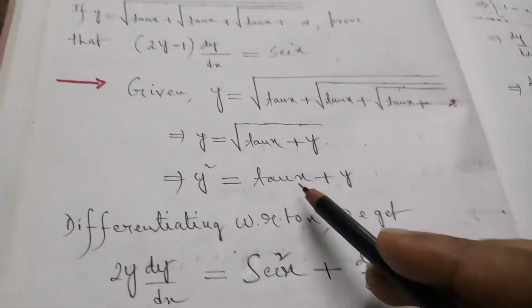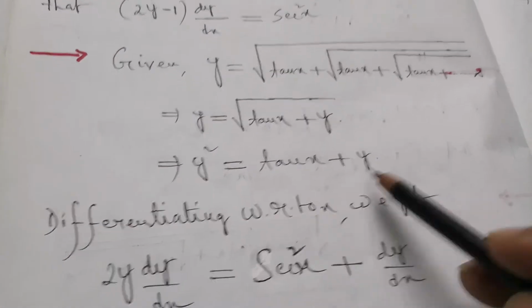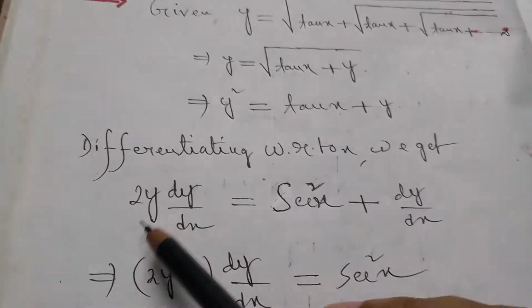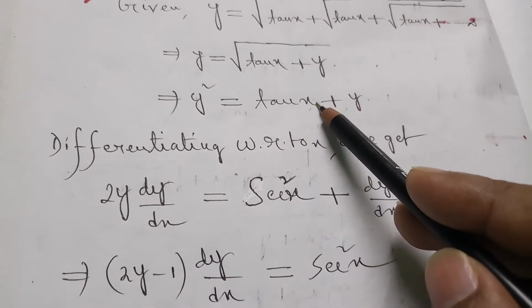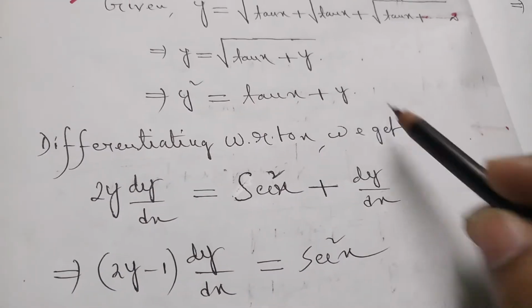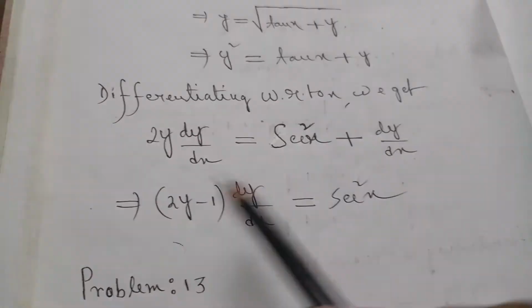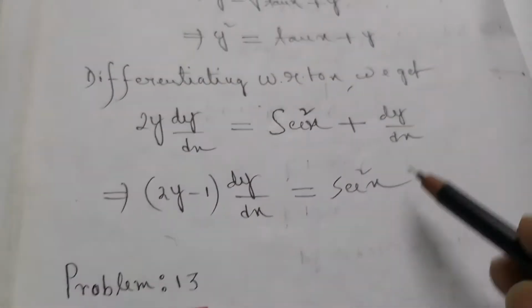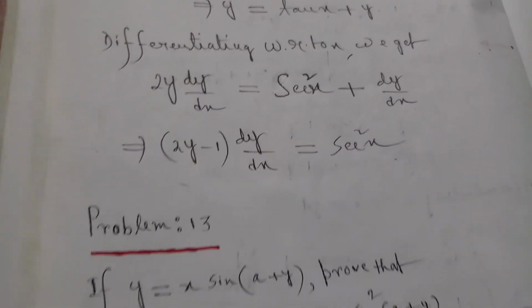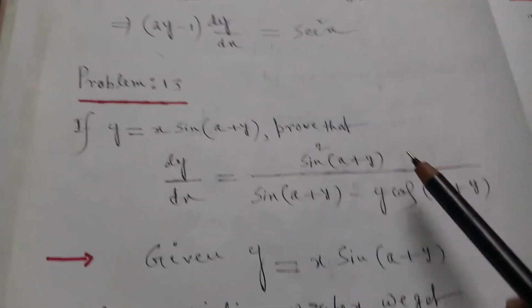So y equal to root under tan x plus y, so y square equal to tan x plus y. Now differentiating both sides, that should be 2y dy dx, and derivative of tan x is sec square x, and derivative of y is dy dx. Now this is the left hand side, so 2y minus 1 dy dx should be sec square x. I think the proof is completed. Easy sum. So the next problem.